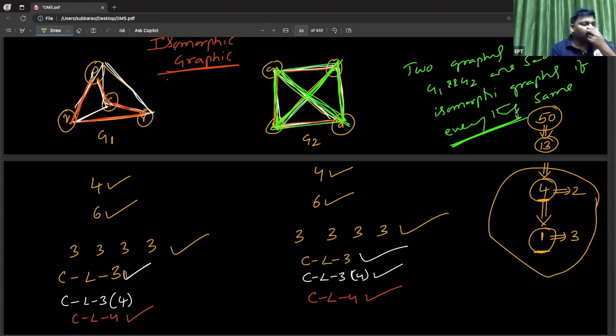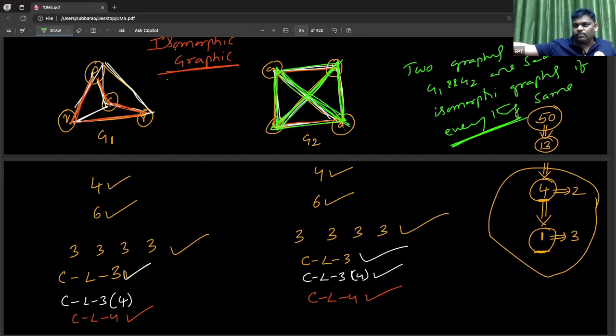Person A has nose holes, person 2 also has nose holes. Person A has 2 holes, person 2 also has 2 holes. 2 eyes there, 2 eyes there. Next one, how many hair strips are there? That much. Next one.